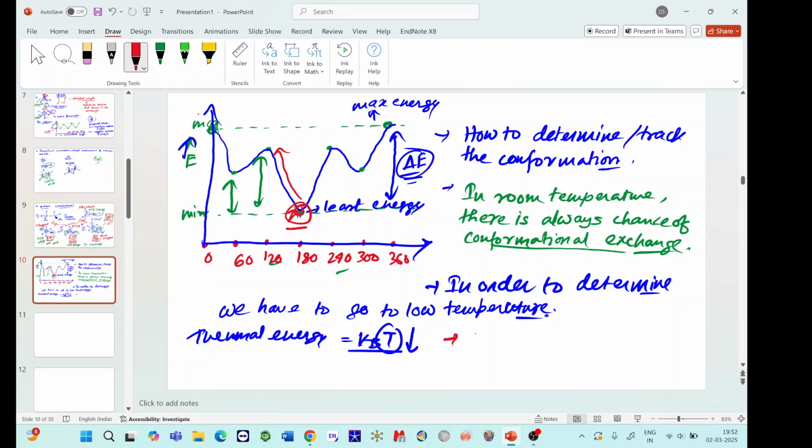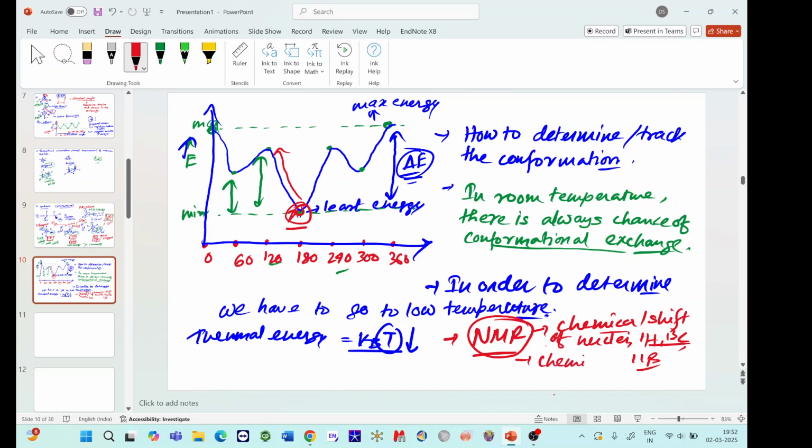Because if you do NMR, you know about NMR. I guess you all have heard about NMR. So NMR determines the chemical shift of nuclei. It can be 1H, 13C, 11B, anything. So this gives the chemical information like chemical environment, coupling, etc. This information is given by NMR.